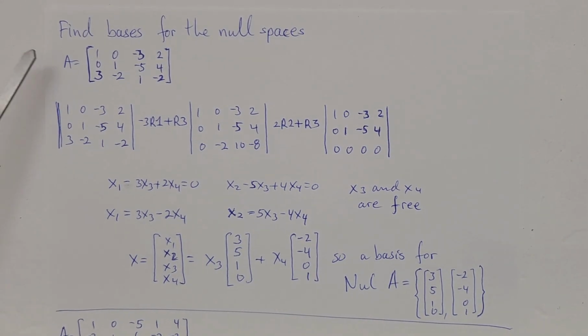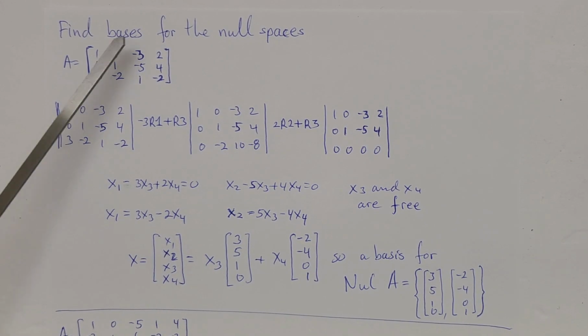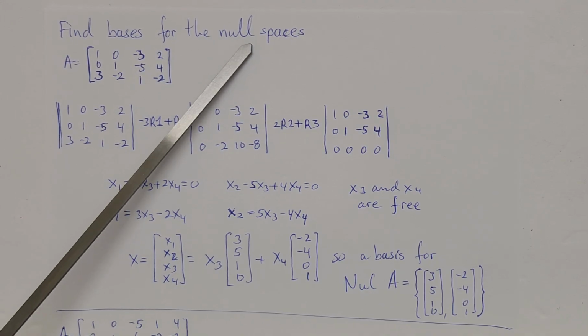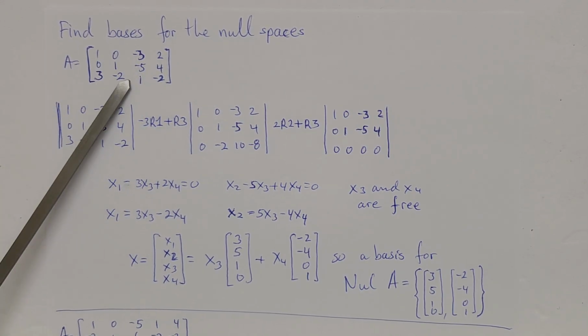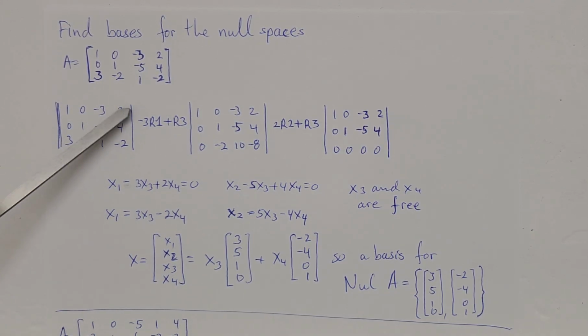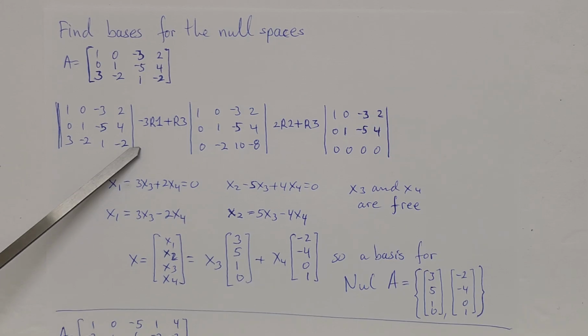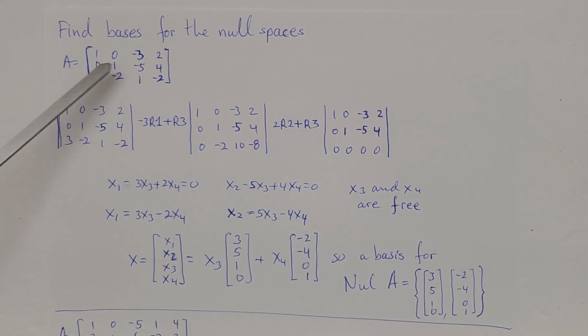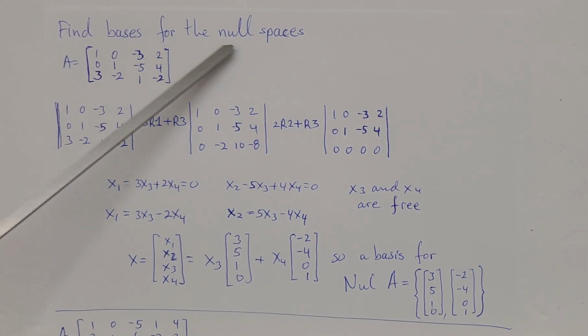This lesson is find the basis for the null spaces. This is our original matrix. I'm rewriting this down here. And as you can see, there is no extra column of 0. And the reason is we are not finding the vectors that span the null space. We are looking for the basis for the null space.